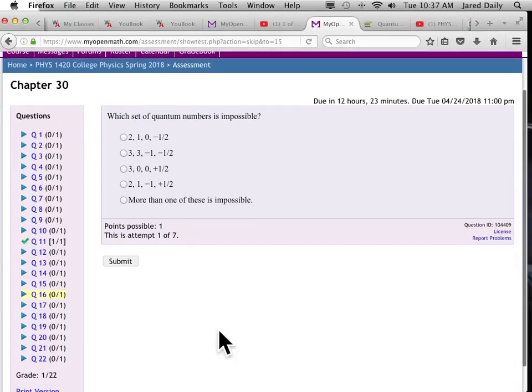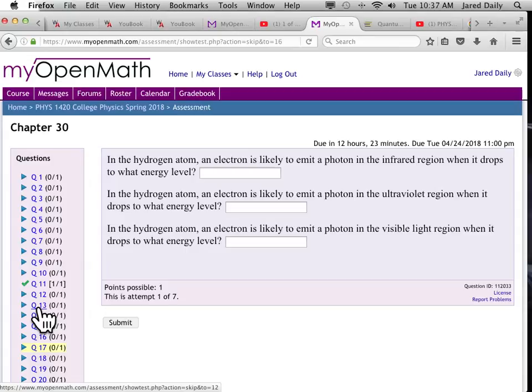And then here's just a question where they ask what numbers are possible, where the first number is your n number, your second number is your l number, third number is your m sub l, and your last one is your m sub s. Right? Which set of these numbers could exist? Yeah, I would agree. So more than one of these is possible.